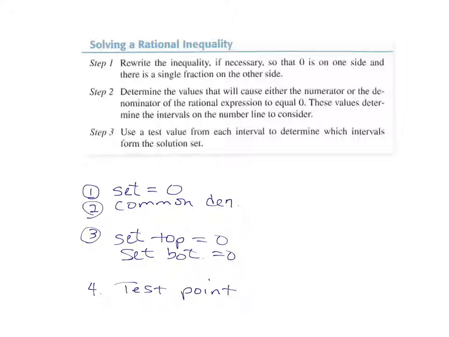So again, same thing that we did before. We are going to set our inequality equal to 0, make it an equation. We're going to find a common denominator this time. And then once we find a common denominator and simplify both our numerator and the denominator, we will set the numerator equal to 0 and solve for x. Set the denominator equal to 0 and solve for x. And then put those solutions on our number line and then plug in a test point.